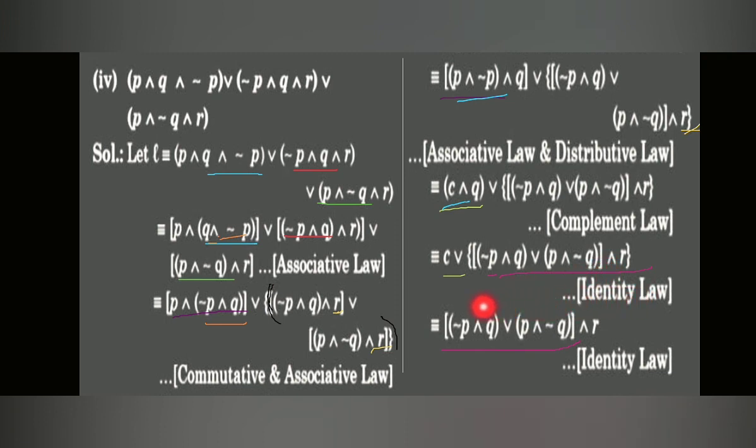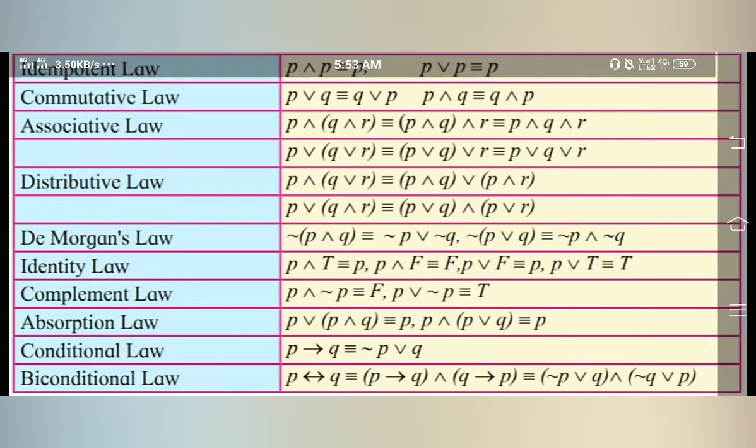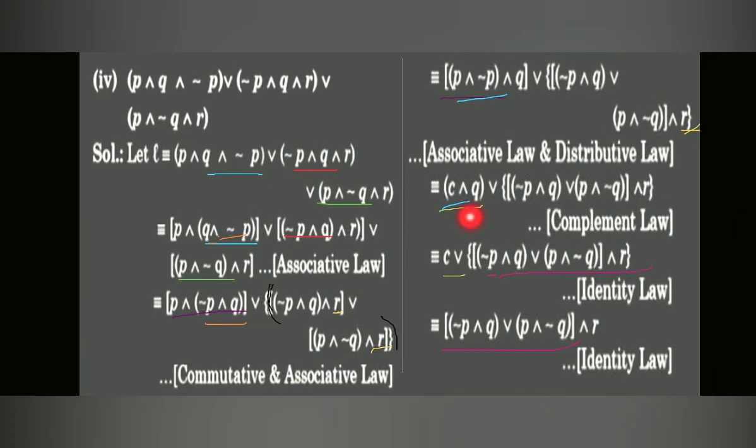Now apply again identity law. Identity law again applied means this is C or this bracket, suppose P statement, or we know that P or F or P is P. Since this bracket is P, see again law, identity: P and T is P. P or F is P. And P or T is T. Since this C means F, F or this bracket means suppose P, C, F or P is P. Since write this P.